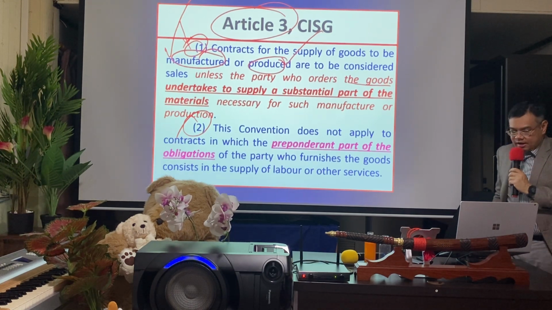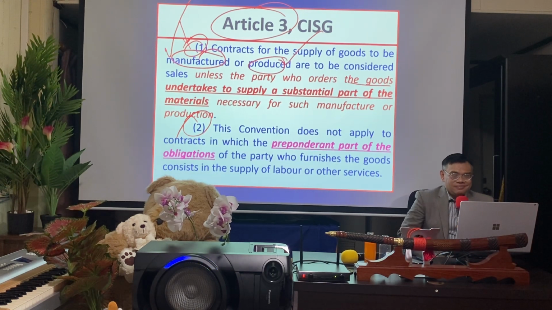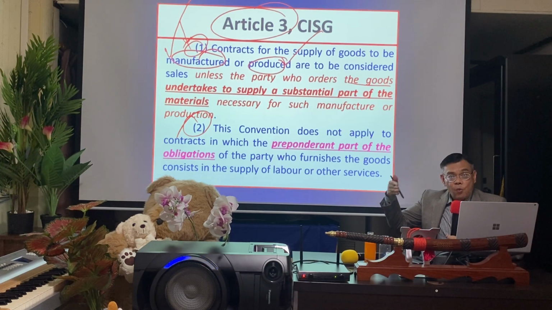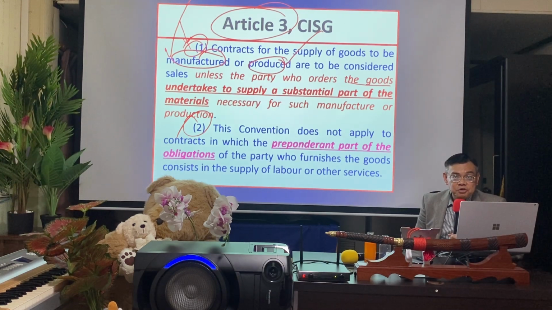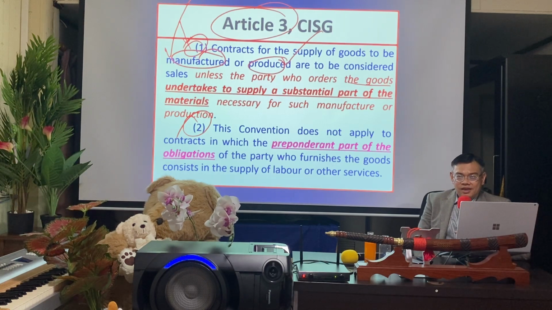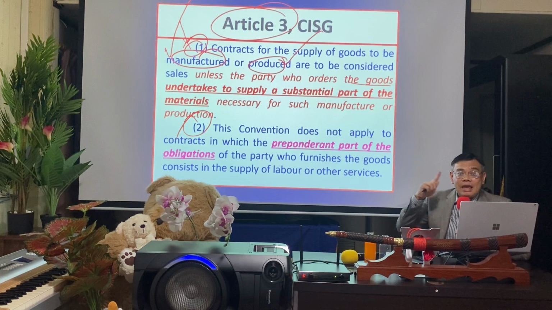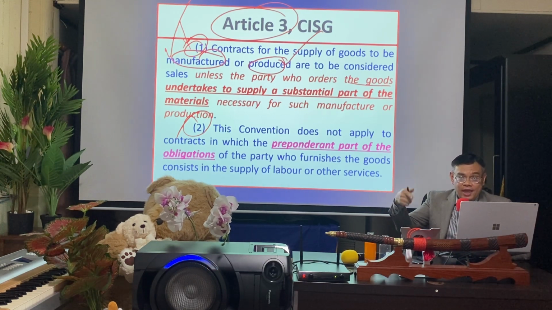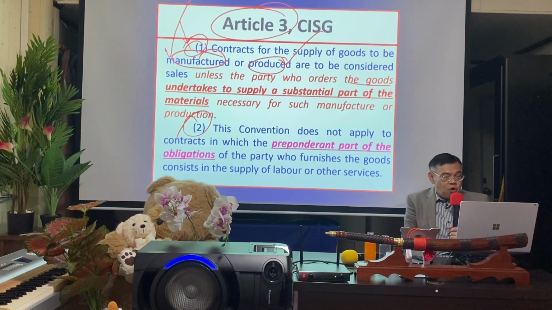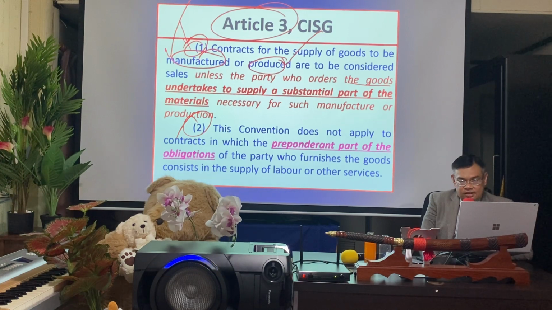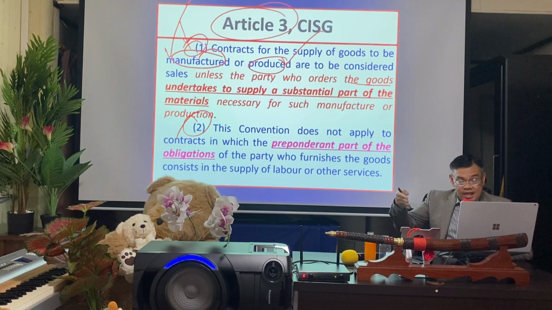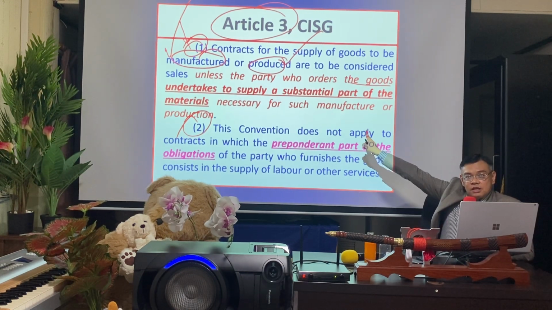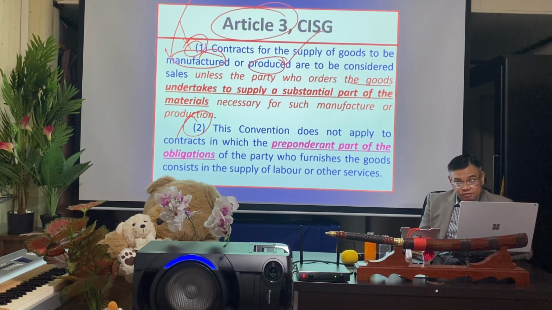Good. Now I hope that is clear to you. Back to scenario number one. Just now we have seen that when we get a contract whereby a person engages the other to manufacture or produce the goods, that is also considered as a sale, except where A, who engages B to produce the goods for A, undertakes to supply a substantial part of the materials necessary for the manufacture or production of the goods. In that case, it is not a sale anymore because it is A who owns, to use the wording of the CISG, a substantial part of the materials at the beginning.